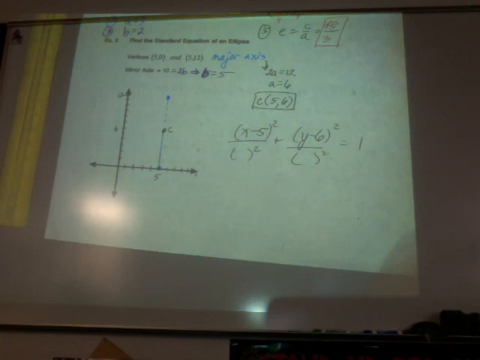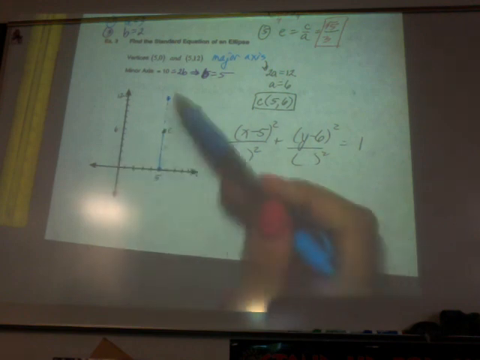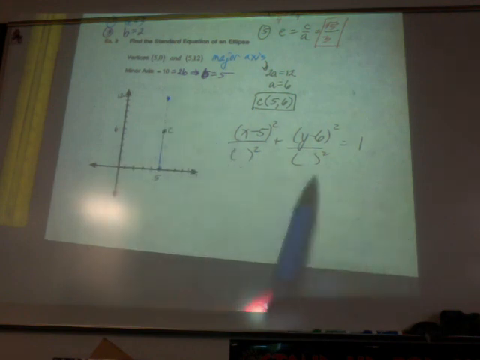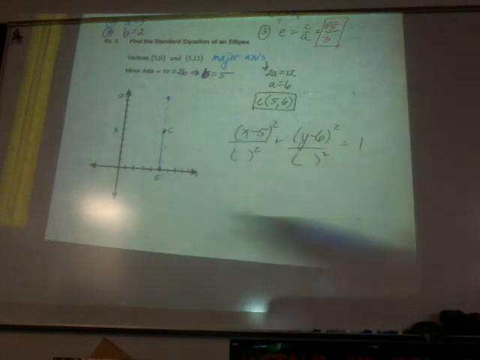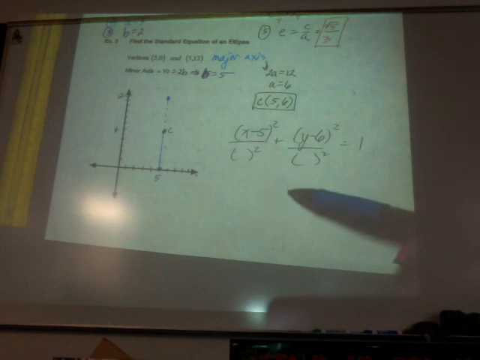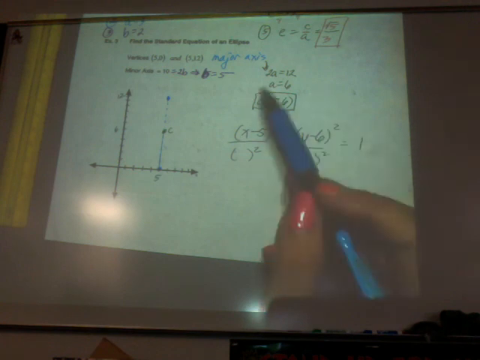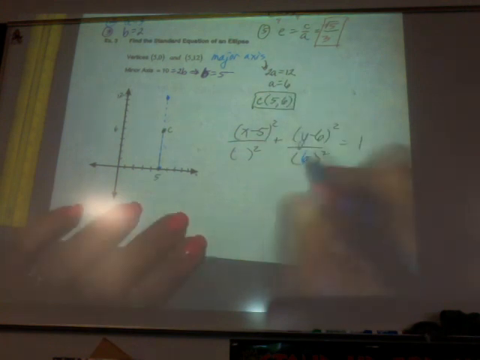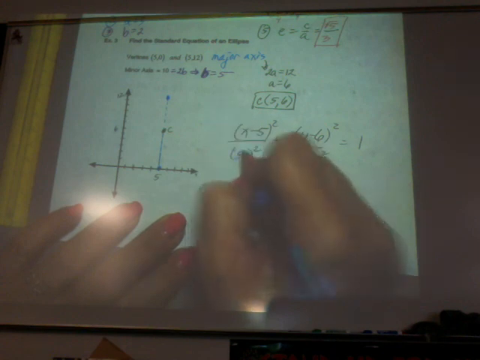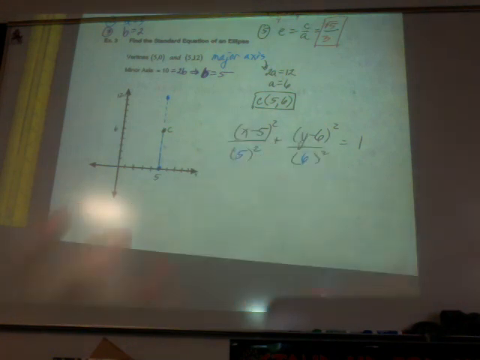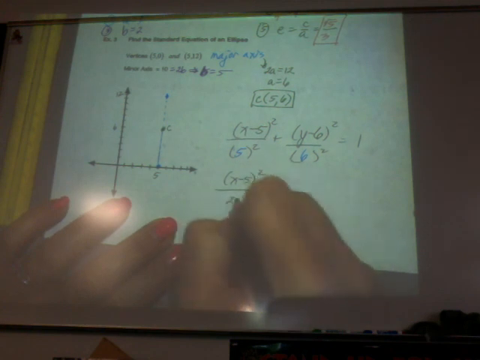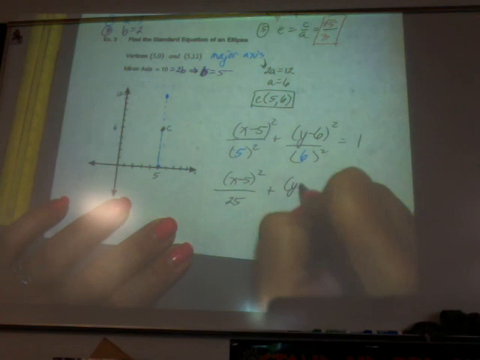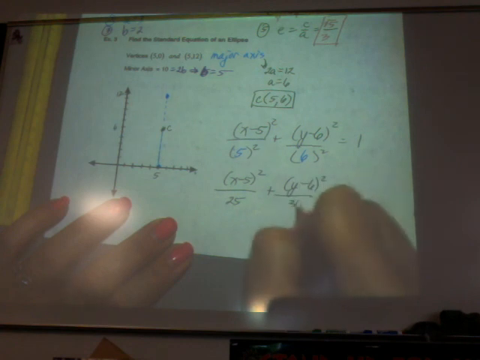And then because I have a vertical major axis, you have to pay attention. Is this a squared or b squared? Vertical means it's going along the y-axis, right? So my a needs to be going underneath the y. So my a is 6, and my b is 5. So now finish writing it. X minus 5 squared over 25 plus y minus 6 squared over 36 equals 1. Done.